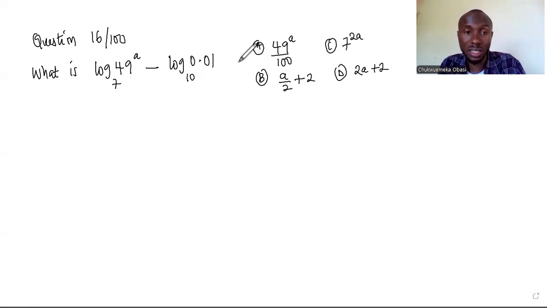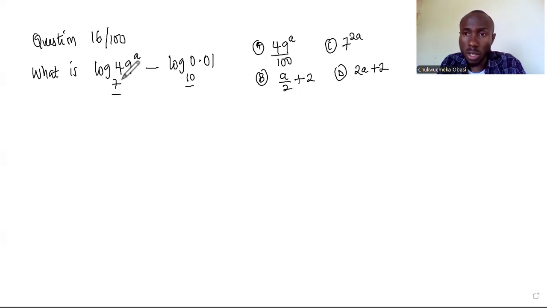So let's get started. What is log 49 to the a base 7 minus log 0.01 base 10? Now, you cannot apply the subtraction rule here because they have different bases. So that means you want to simplify them individually. Okay, that is no problem. Then how do we even get started? That's the next question you want to ask.